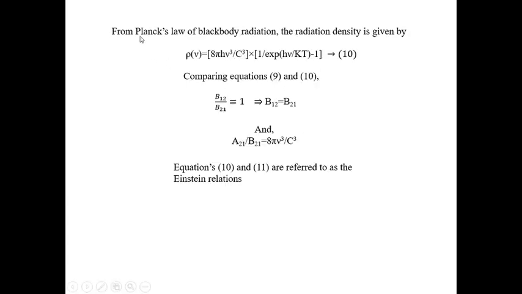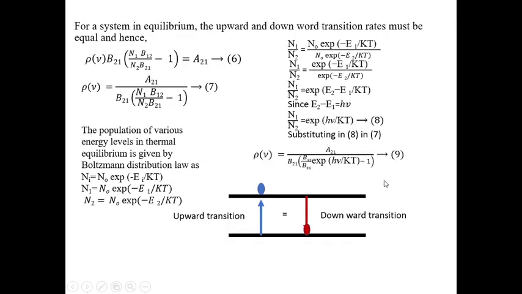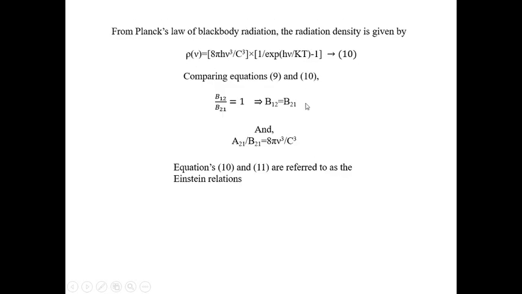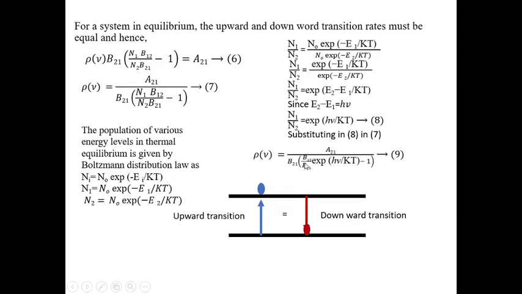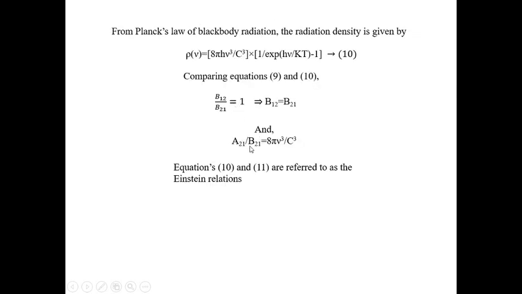Now from Planck's law of radiation, the radiation density is given by ρ(ν) = (8πhν³/c³) × 1 / (exp(hν/kT) − 1), equation number 10. Comparing equation 9 and equation 10, what is happening? For this comparison, you can see that A21/B21 equals 8πhν³/c³.